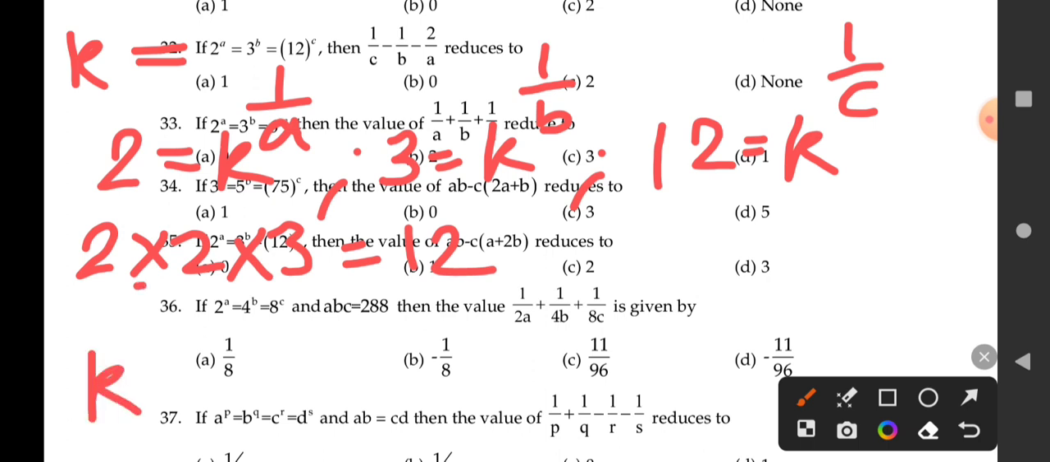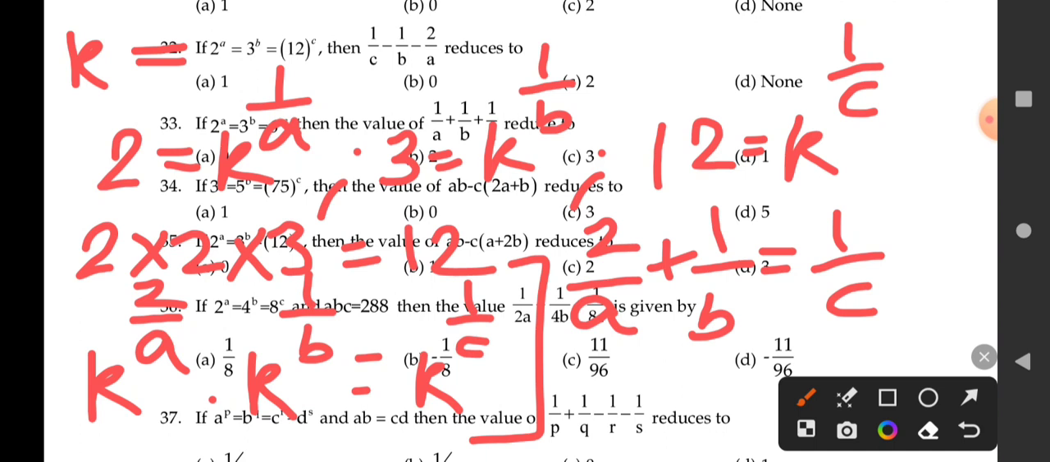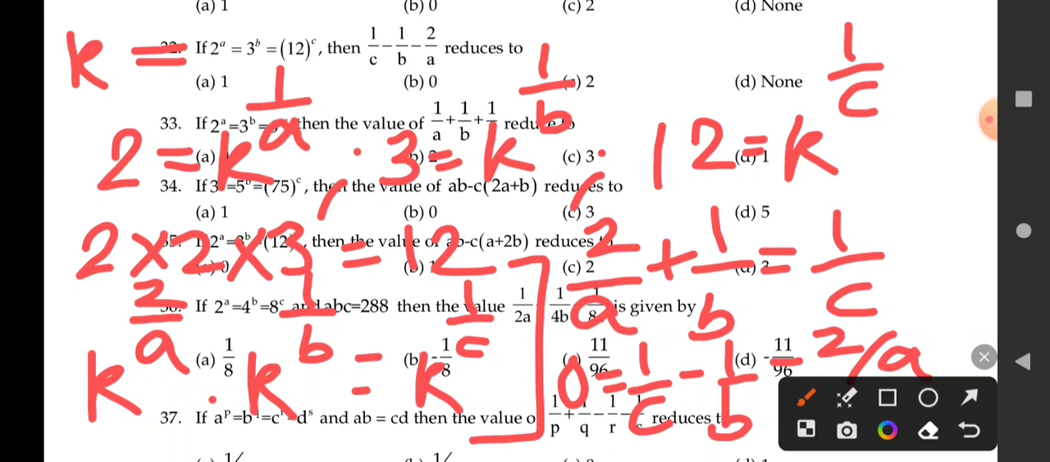Correct? So we have k power 2 by a, into k power 1 by b, is equal to k power 1 by c. So the indexes are equal since the bases are same. So we have 2 by a plus 1 by b is equal to 1 by c. And what are we asked? 0 is equal to 1 by c minus 1 by b minus 2 divided by a. Option number B.